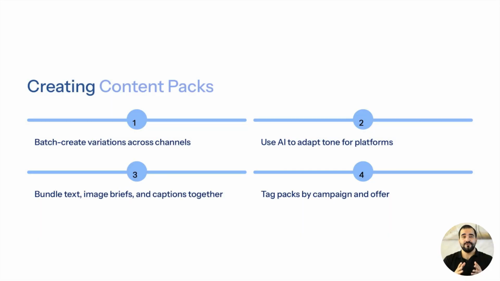Batch creating content variations for different channels makes life a lot easier, especially when each piece is shaped for the platform it's going to live on. From there, you can lean on AI to tweak tone and style so every version feels native and actually earns engagement instead of blending into the feed. It also helps to bundle everything, text, image briefs, captions, into a single content pack so the messaging stays cohesive no matter where it goes. Tag those packs by campaign and offer, and suddenly retrieval becomes effortless, almost like having your own internal library that keeps everything organized and ready to deploy.